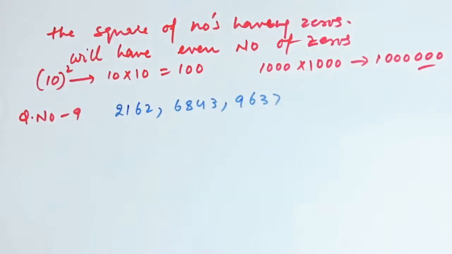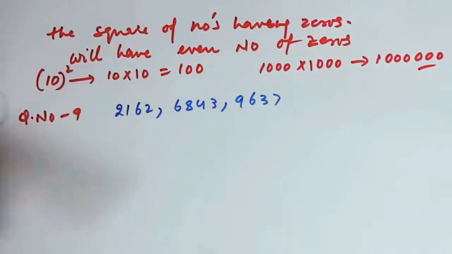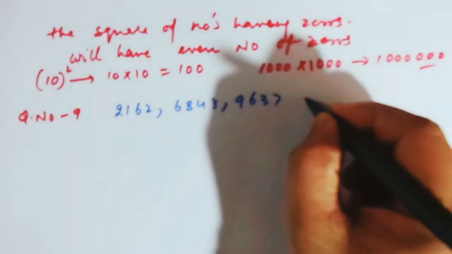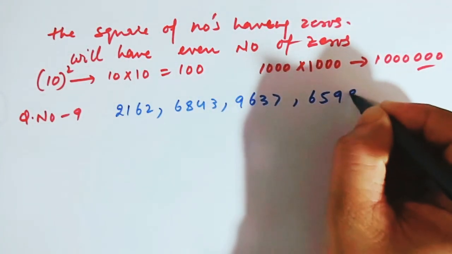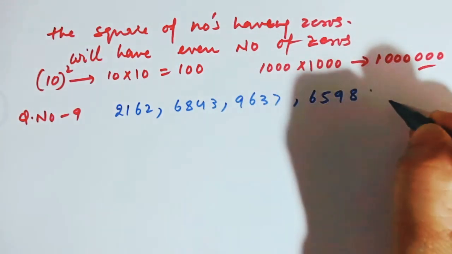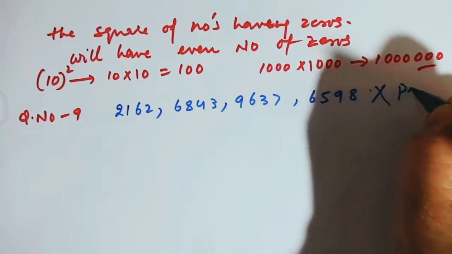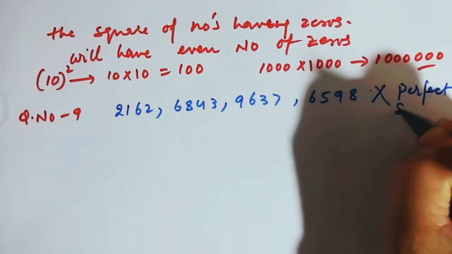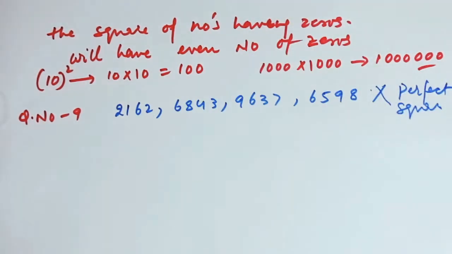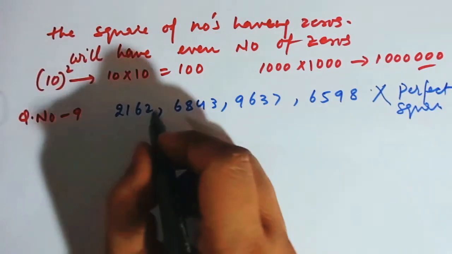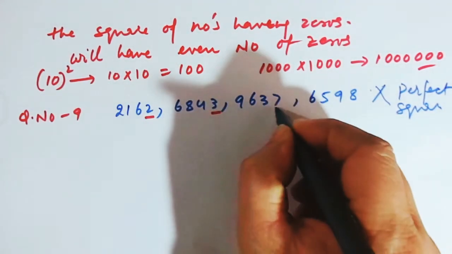9637. Okay, fine. And they are saying, just give a reason that the numbers 6598 are not perfect squares. None of them is a perfect square. Why are they not perfect squares? Because the last digit ends with 2, 3, 7, 8.